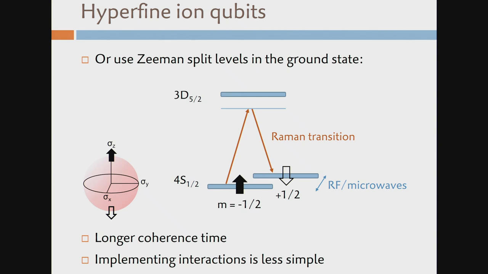Do some microwave manipulation of your atom. But this is also a very popular alternative to encoding quantum information in ions.